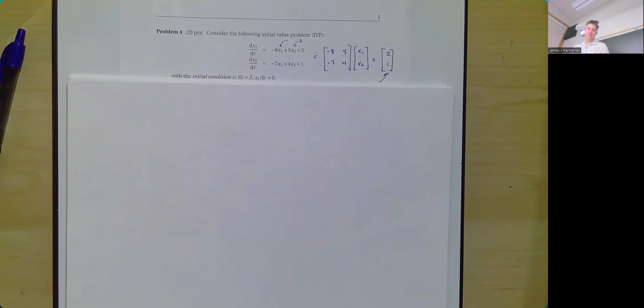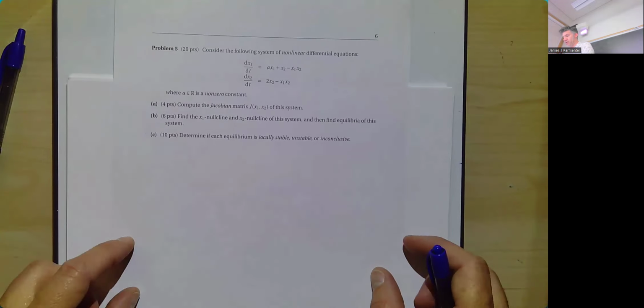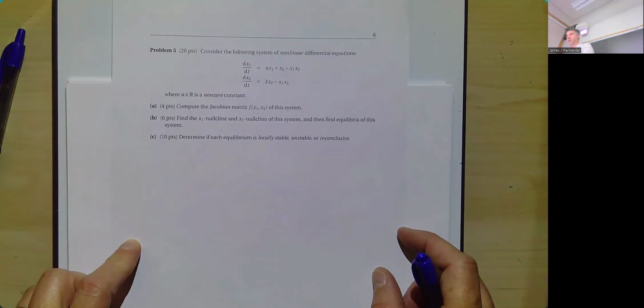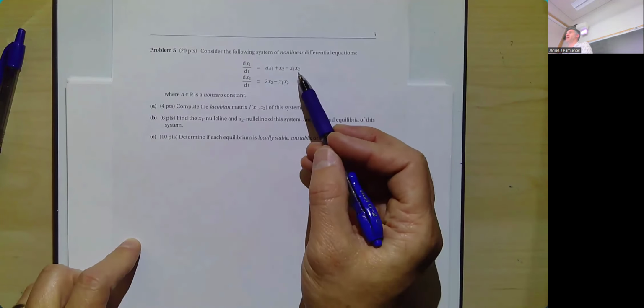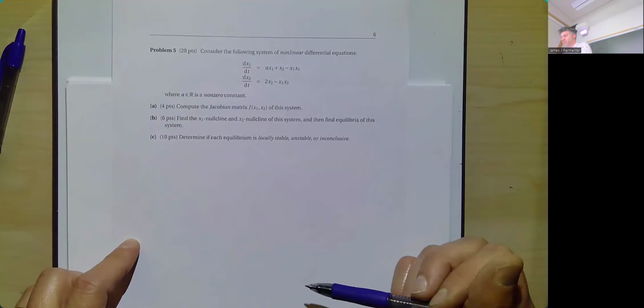Whereas just to show you something different, this example here is definitely non-linear. You have an x1 times x2, which is making it non-linear.